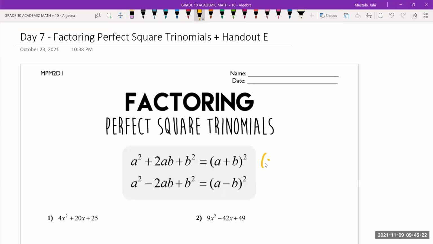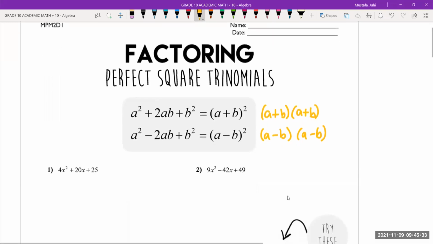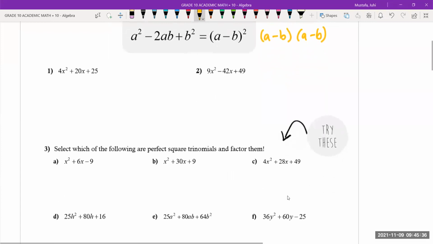So this is kind of like saying a plus b times a plus b, and this is like saying a minus b times a minus b. So if you're wondering, how do I know when I'm going to factor something that's going to get two of the exact same binomials? Here are two examples, and we're going to look at the patterns.